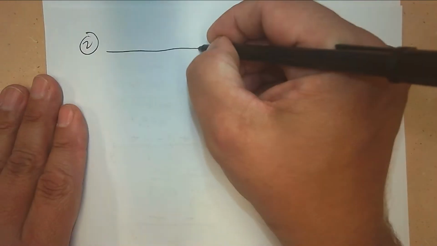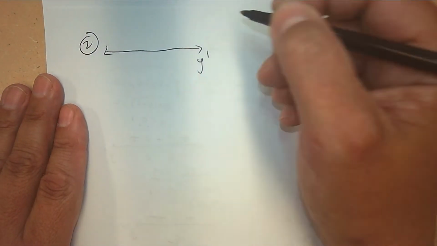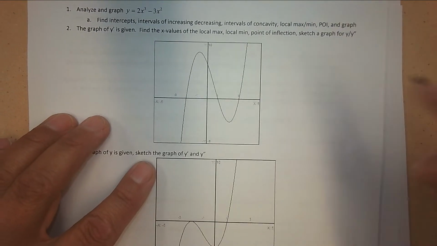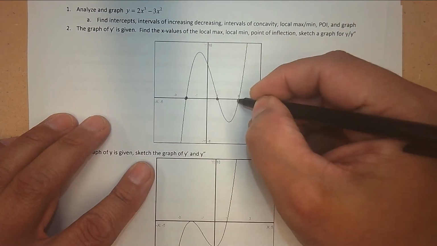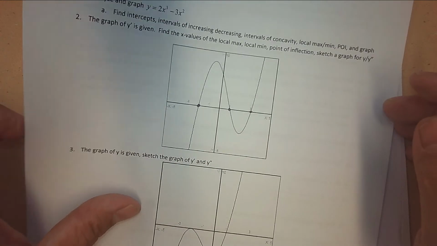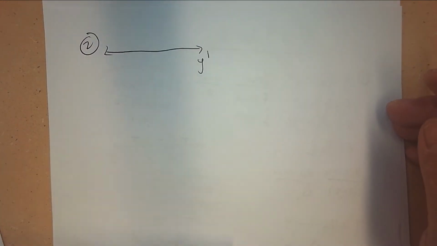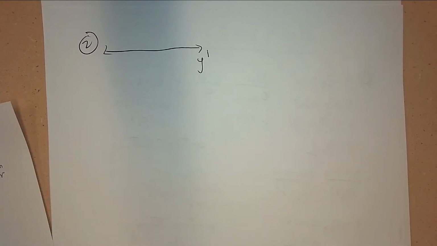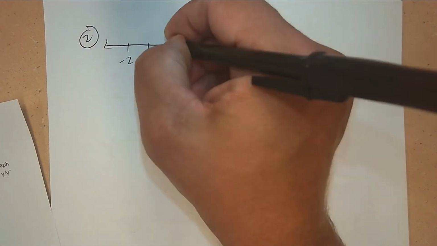You're given a graph, number 2, and what it's given is y prime. So I'm going to first do a y prime number line. What I'm looking at off the graph for y prime is the intercepts. At what numbers are the intercepts? So I'm going to pull them off. That's negative 2, 1, and 3.